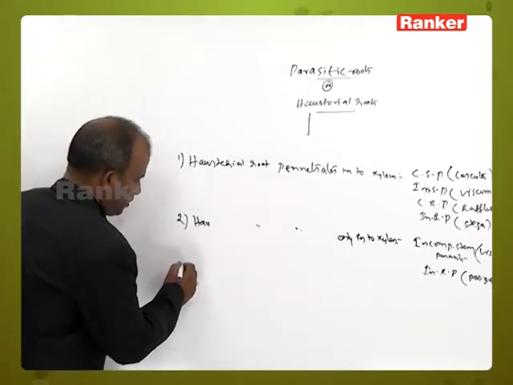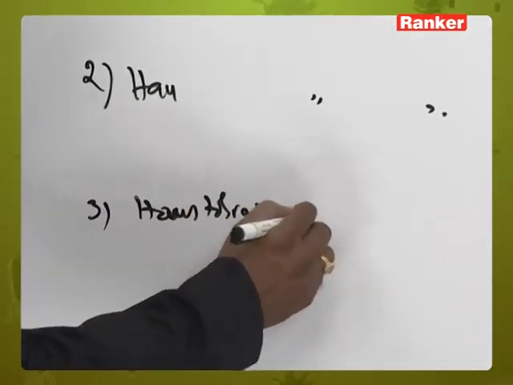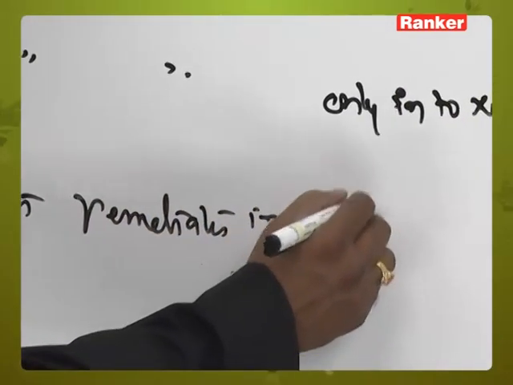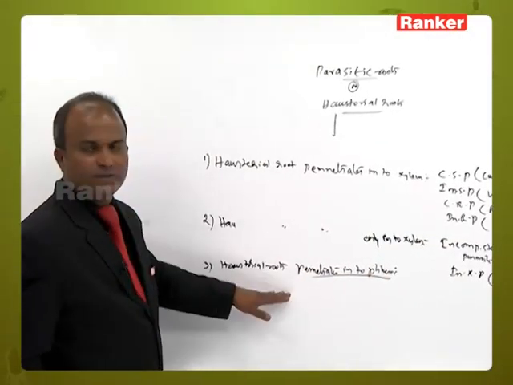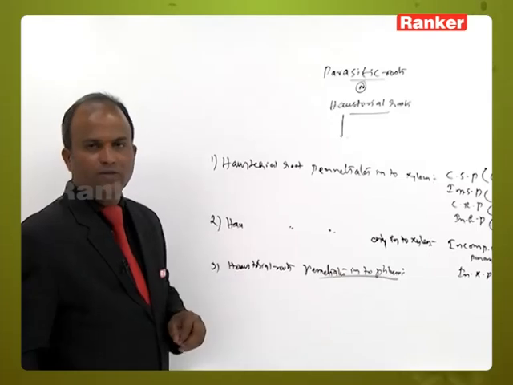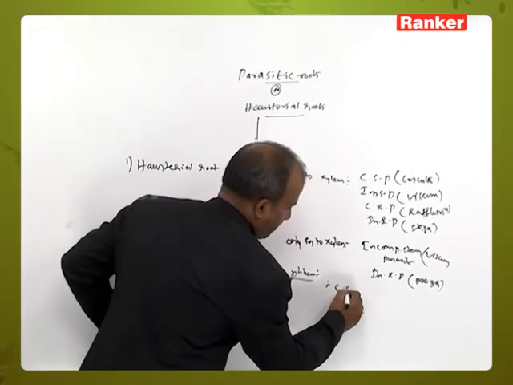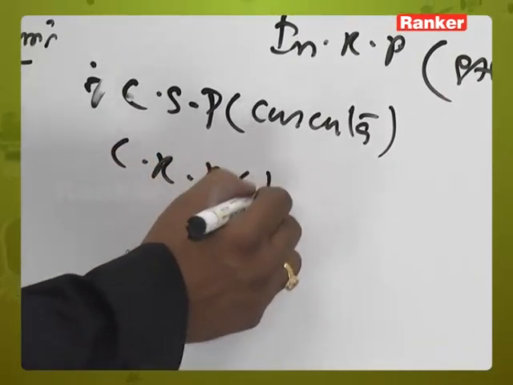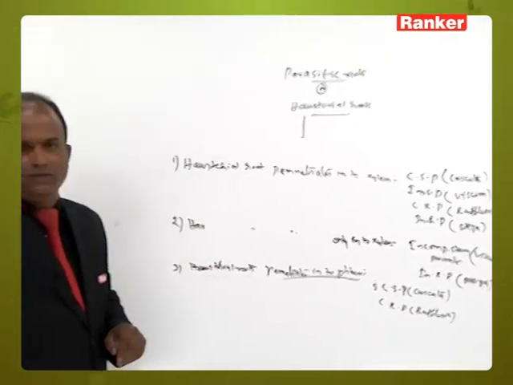Next goes to haustorial roots penetrate into phloem. What are the examples? Can you tell me? Complete stem parasite and complete root parasite come here as examples. Complete stem parasite is Cuscuta. Complete root parasite is Rafflesia. These come under it as examples.